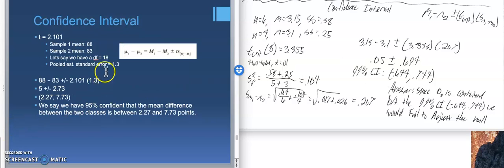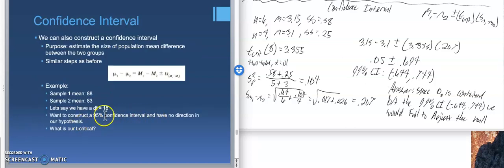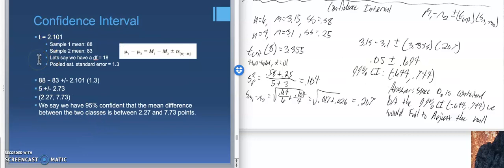Okay, DF is 18. What did I say? It's a 95% confidence interval, so alpha is 0.05. So our t critical is going to be 2.101. Let's say that I give you the pooled estimated standard error of 1.3. And the next one we're going to work out from an earlier point. We would do 88 minus 83 plus or minus the product of the t critical 2.101 multiplied by the pooled estimated standard error of 1.3.